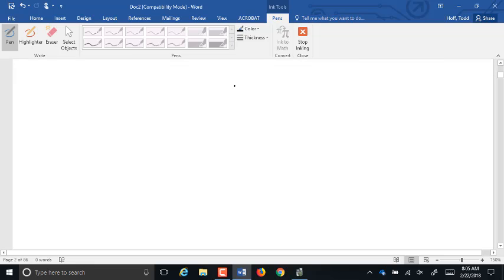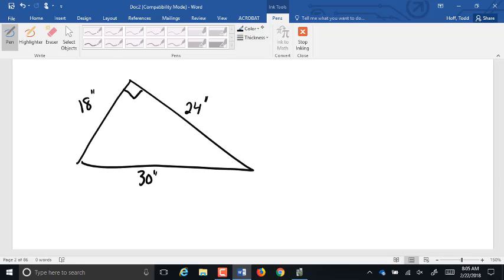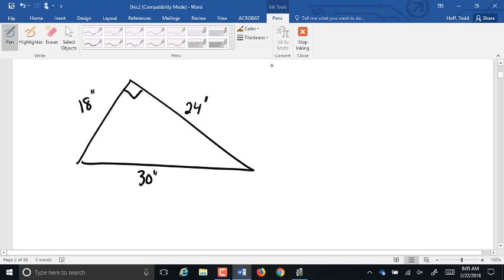Here's the one that I think is just kind of cool. This is a right triangle. Let's say this is 18 inches, 24 inches, and 30 inches. You can verify that, by the way, with a squared plus b squared equals c squared. It should work.